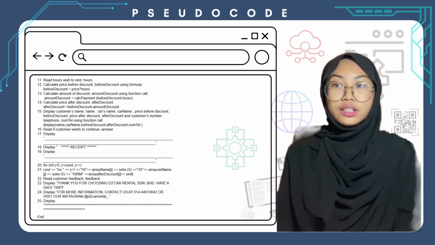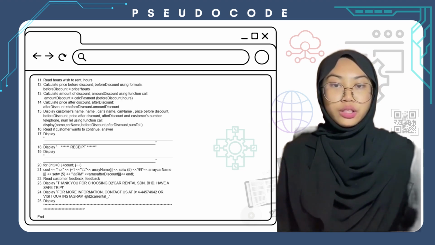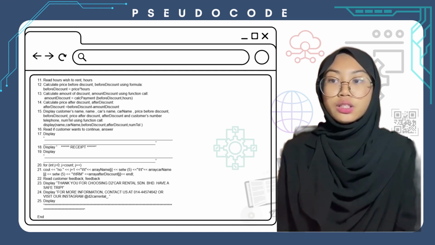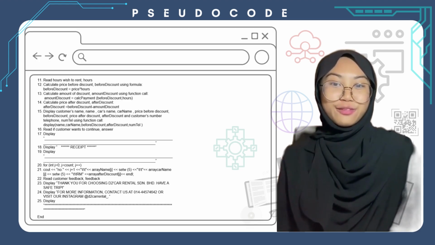For number 17 until number 19, they will be displayed on the output. For number 22, which is the customer feedback, the customer can input their feedback. Number 23 until 25 will be displayed on the output. And that's the end of the pseudocode for the main function.